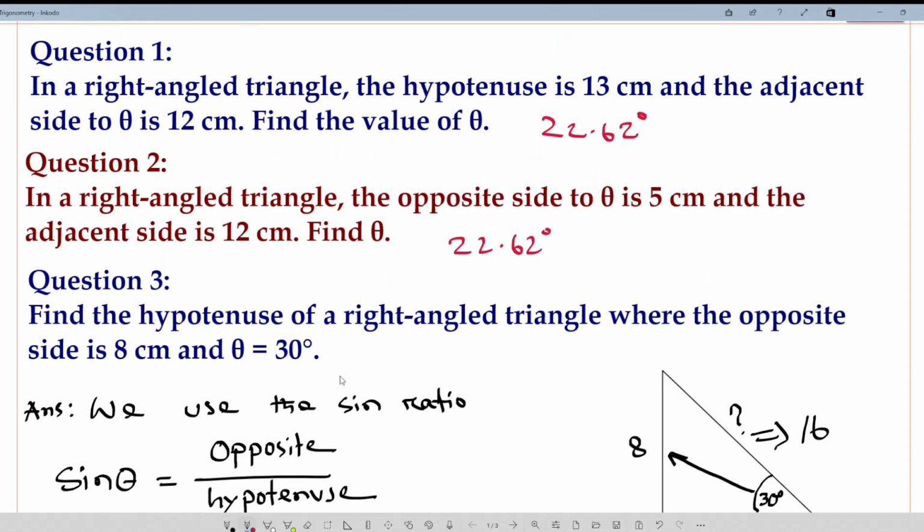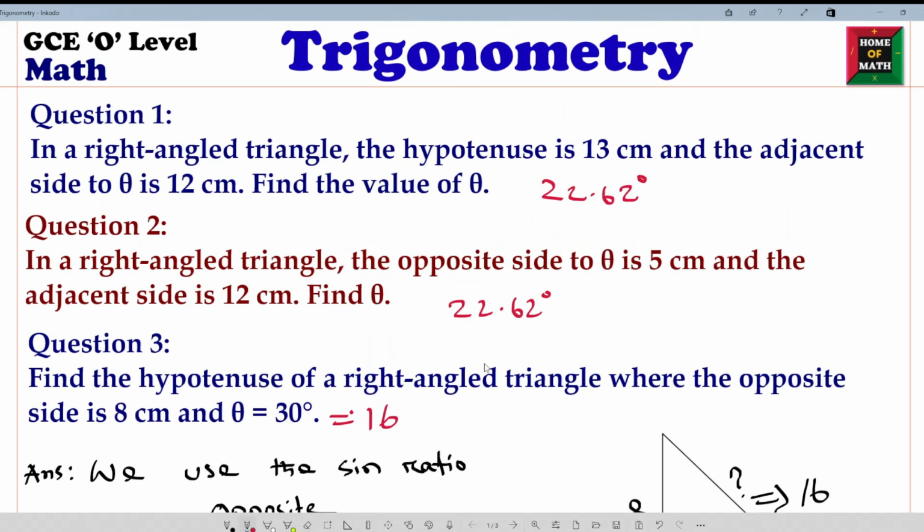Hope you understand this one. Here it is, 16. So no more today. We already tried to find out the answers for the first one, second one, and third one.